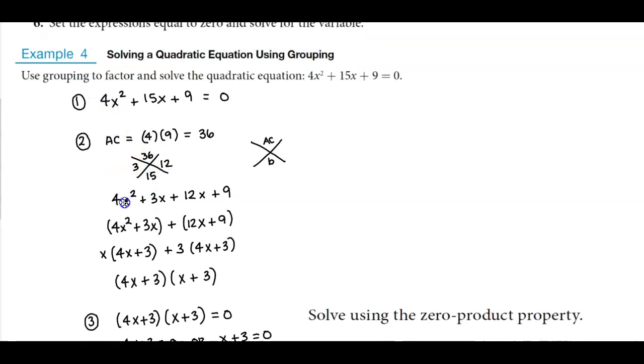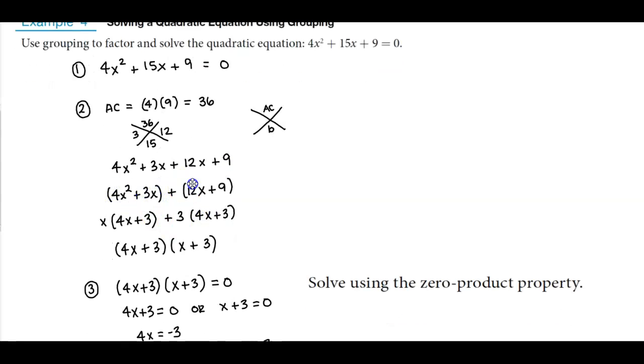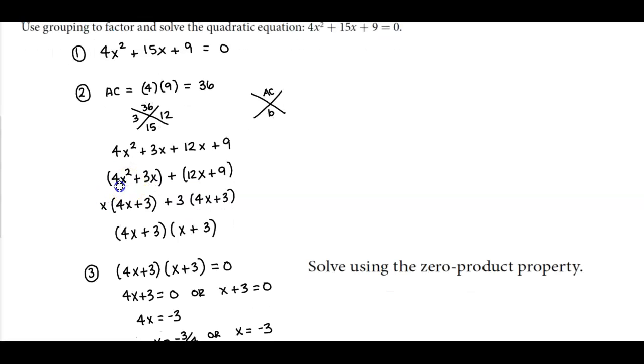So rewrite the middle term with these two terms, as 4x squared plus 3x plus 12x plus 9, and then we group them together. In the first two terms, what can we factor out that they have in common? We can factor out the variable x, and what's remaining is 4x plus 3. Whatever you get over here, you immediately write over here, 4x plus 3, because you have to get the same thing in both.